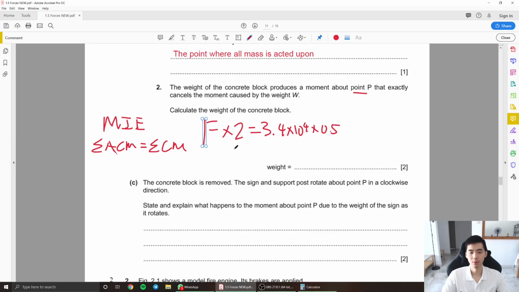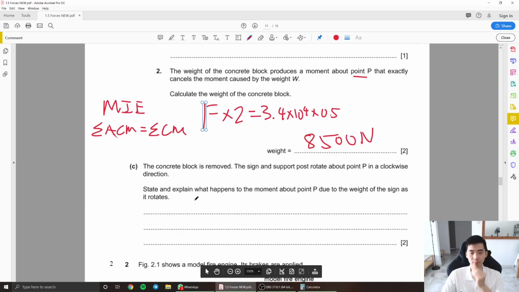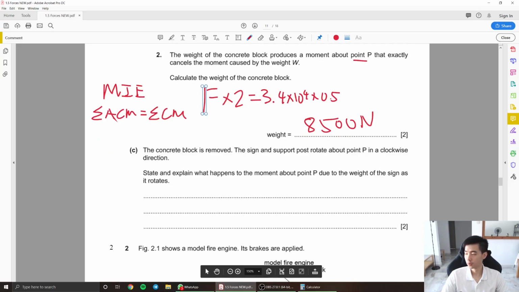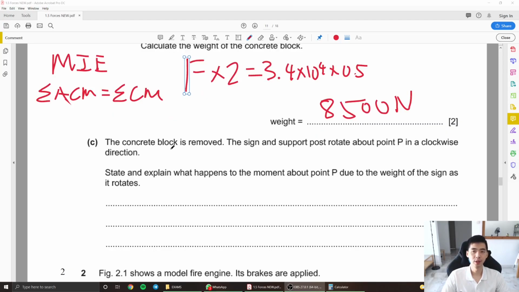In this case here, press everything into the calculator. 3.4 times 10 to the power of 4 times 0.5 divided by 2, you'll get a total weight of 8,500 newtons here. 8,500 newtons. And finally, the concrete block is removed. Actually, pause this recording first. Okay, moving on to the next question here.